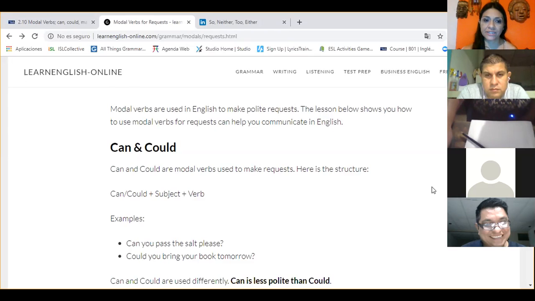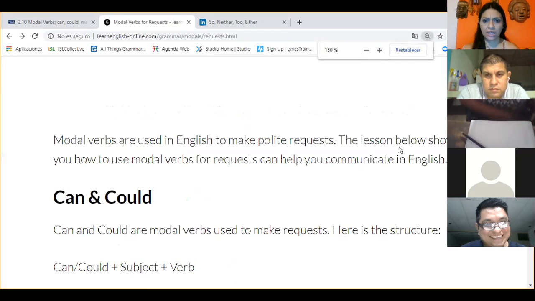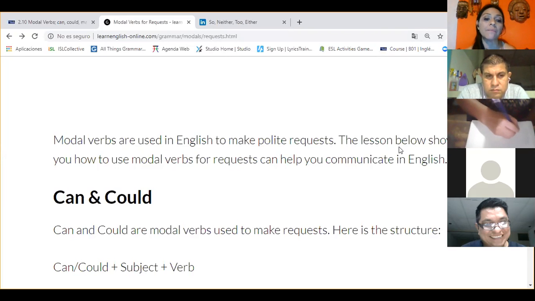The lesson below shows you have to use modal verbs for requests, can help you communicate in English. All right, very good. So modal verbs, the ones that we were studying last night: can, could, and may. For requests, we're not using can for ability, we're not using can for permission, we're using it for requests. And then it says the lesson below shows how to use modal verbs for requests, can help you communicate in English.